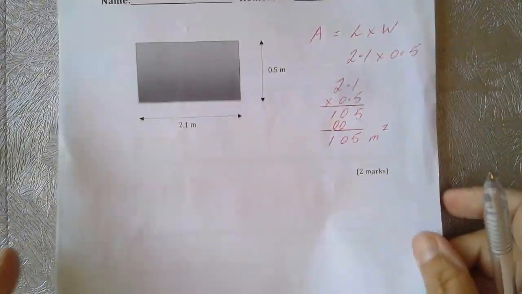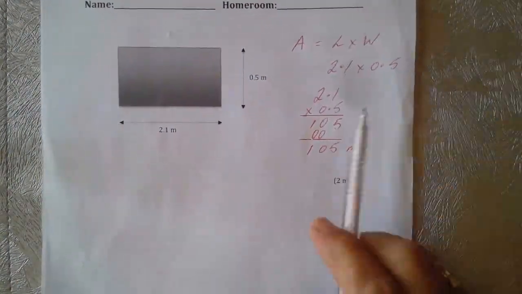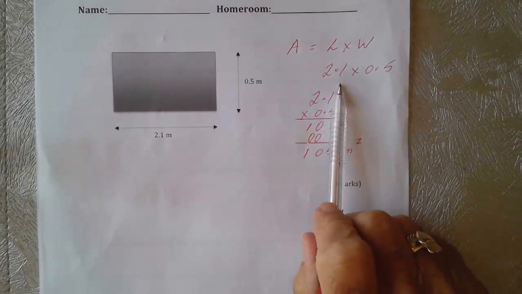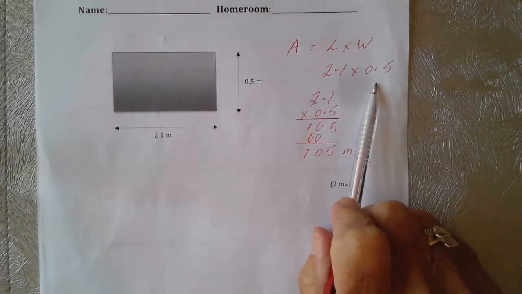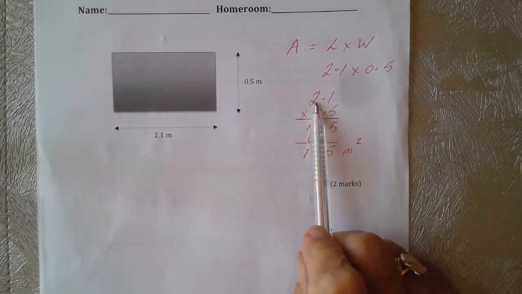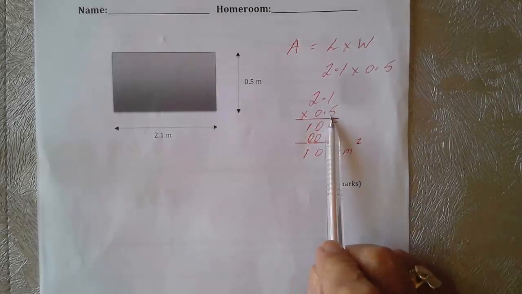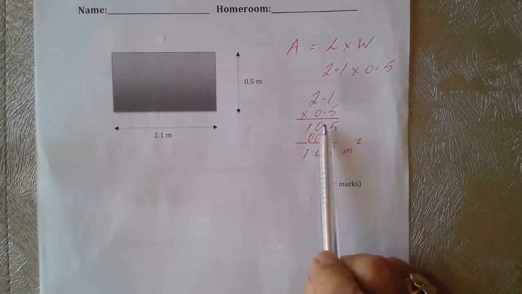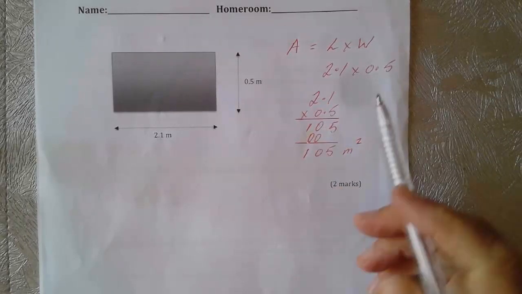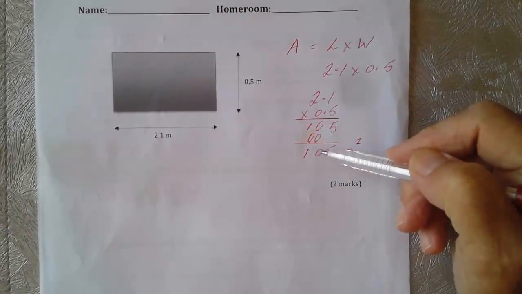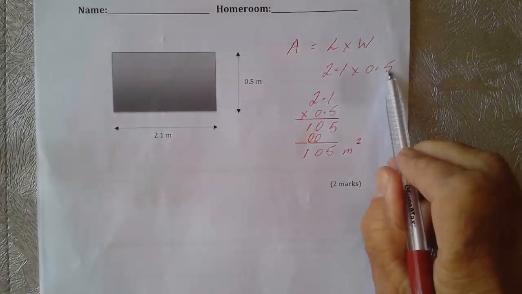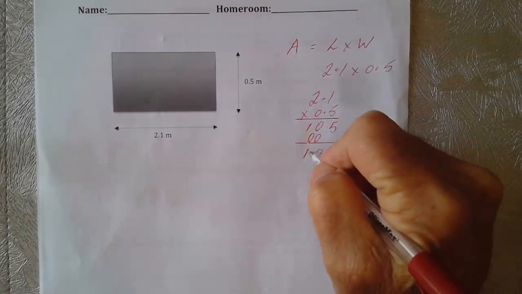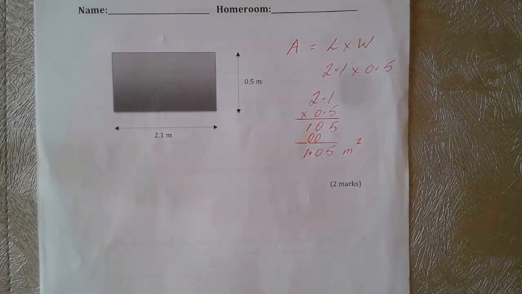And this last one here, area equals length times width. So it's a multiplying sum, a decimal multiplying sum. So I ignore the decimal point until last. 2.1 times 0.5. 5 times that becomes 10, and then I've got a 0 here. So I add them up and I get 105. I count 1, 2 decimal places, and here's the decimal point goes in there.